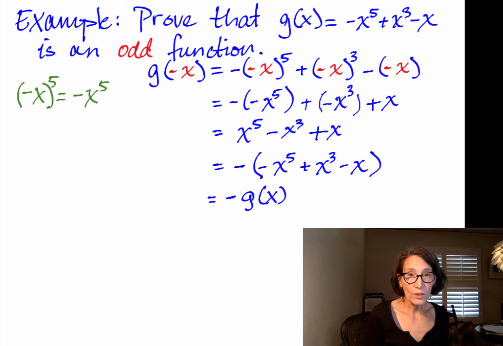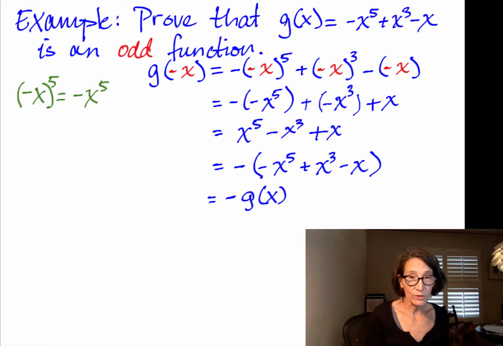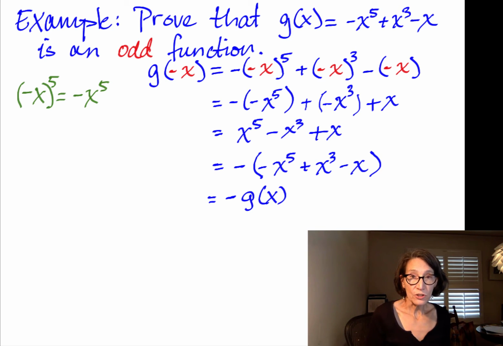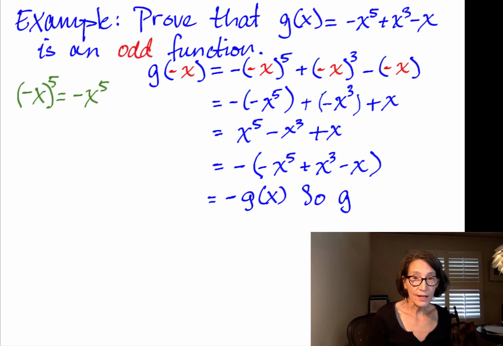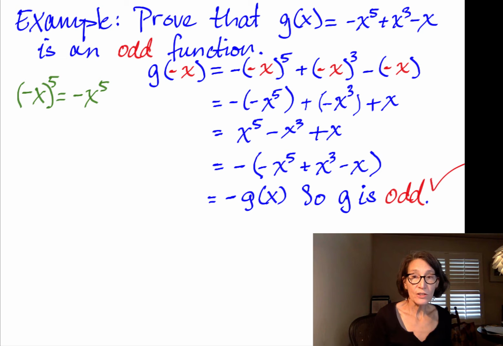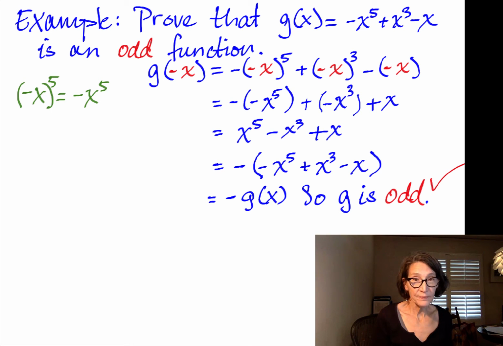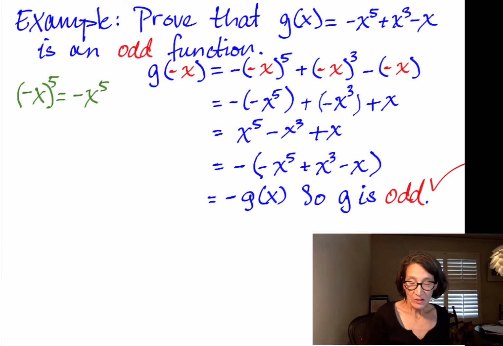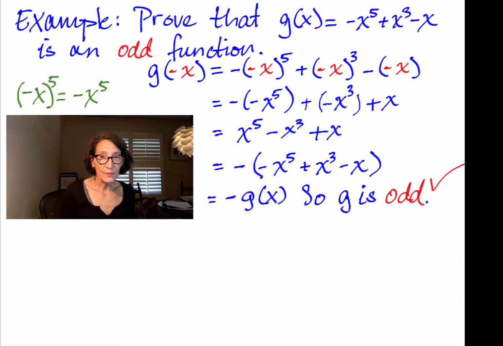And so according to our definition of odd function, g is odd if g of negative x is always equal to negative g of positive x. And that's what this function does. So we know this function is odd. We've just proven it's odd. All right, let's do another quick example.